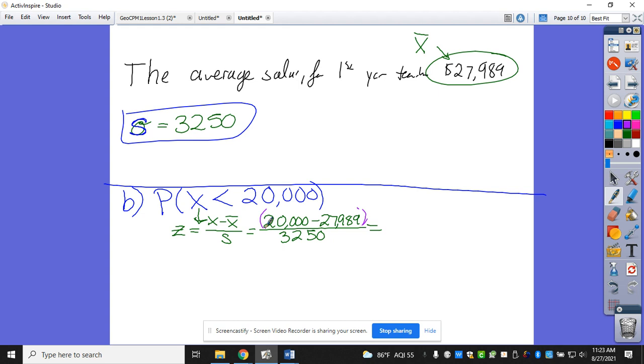Alright, so type that in. Well, I'm getting a Z. Well, I want my Z in terms of how many decimals? 2. So when I do all this, I get what? 2 point what? 46.